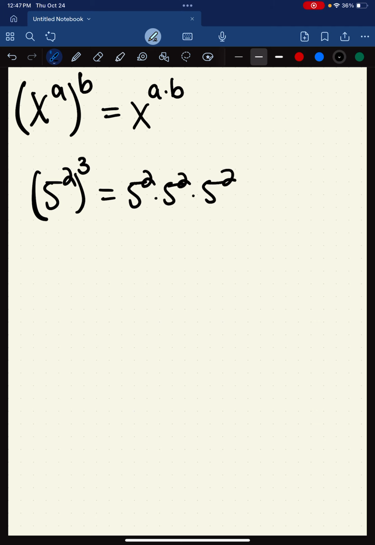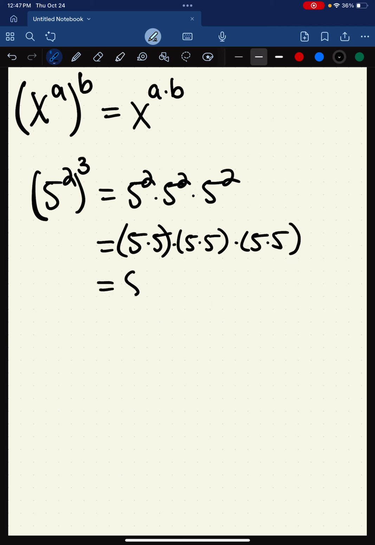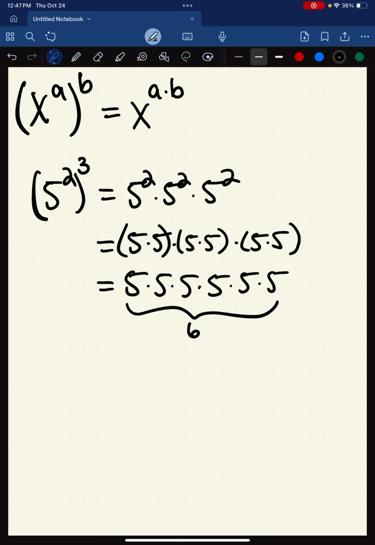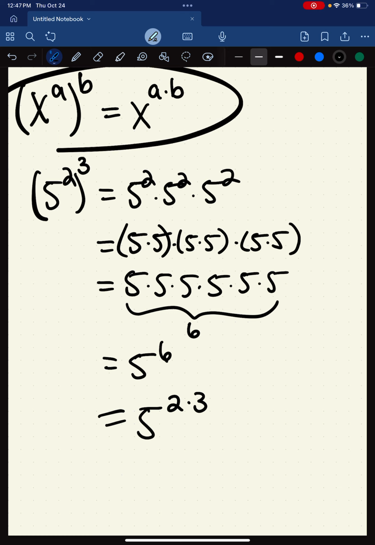That is 5 squared times 5 squared times 5 squared, which is 5 times 5, I'll put in parentheses here, times 5 times 5 times 5 times 5. By the associativity property, we don't need the parentheses. How many are here? There are 6. So that's 5 to the 6, which is 5 to the power of 2 times 3. So that's an example of this rule working.